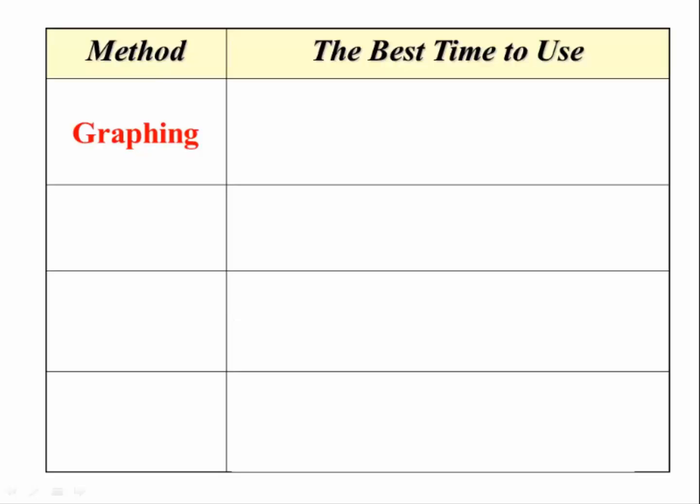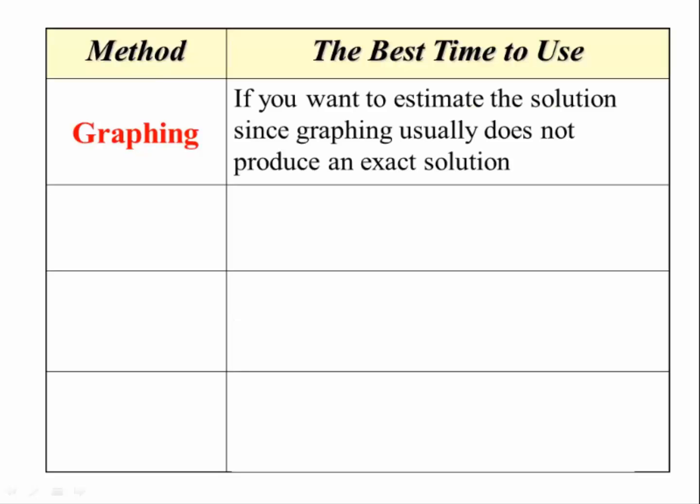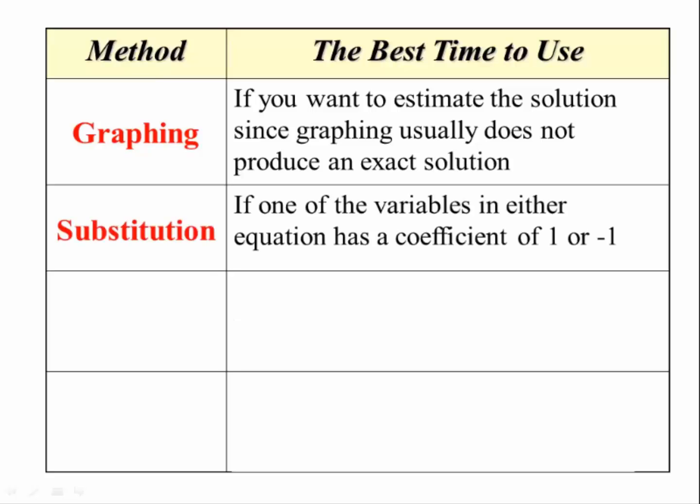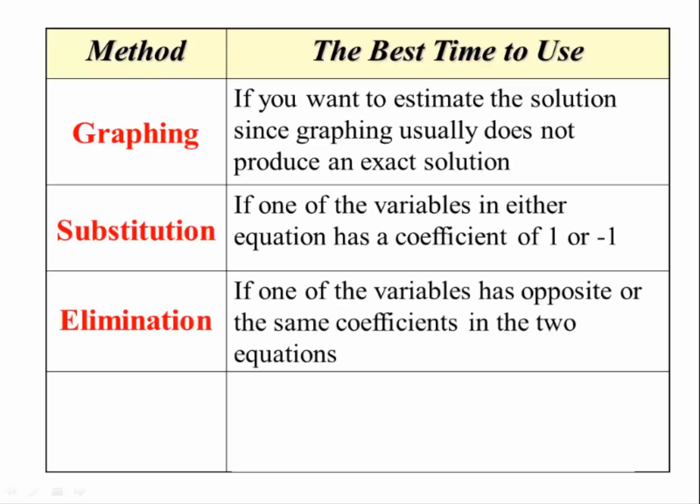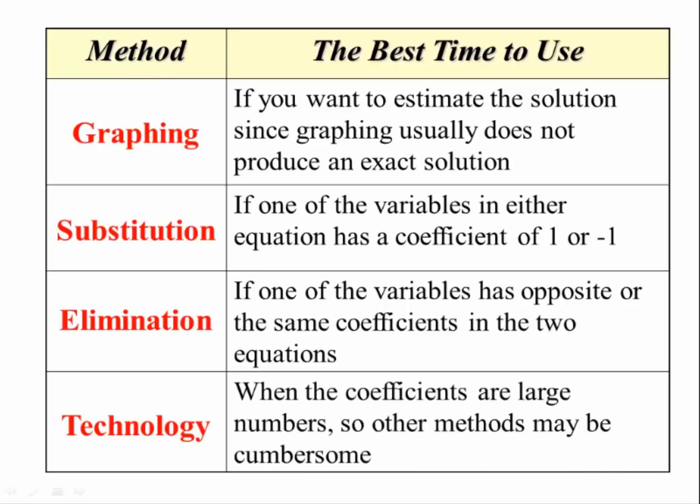So when's the best time to use graphing? If you want to estimate the solution, since graphing usually does not produce an exact solution. Substitution: the best time to use substitution is when one of the variables in either equation has a coefficient of 1 or negative 1. Elimination: if one of the variables has opposite or the same coefficients in the two equations. And use technology when the coefficients are large numbers so that the other methods may be cumbersome.